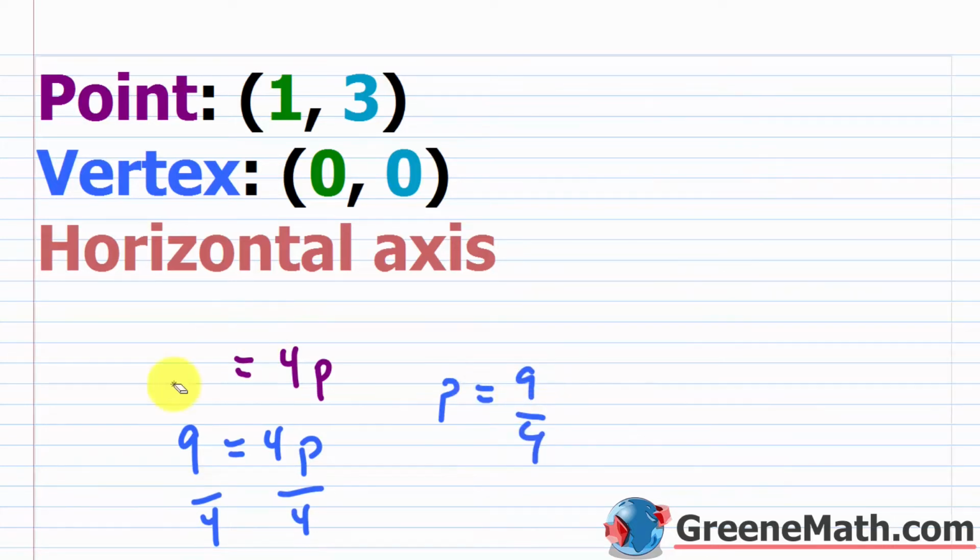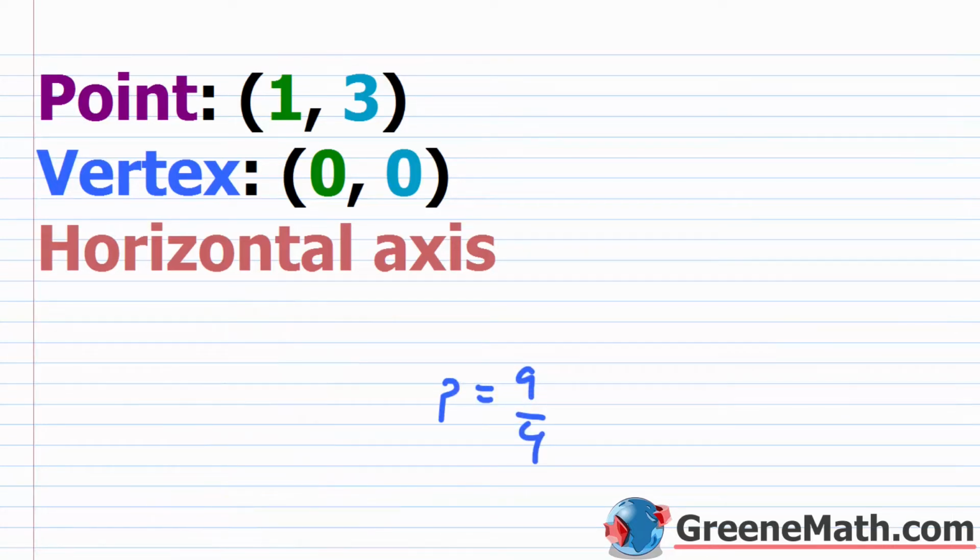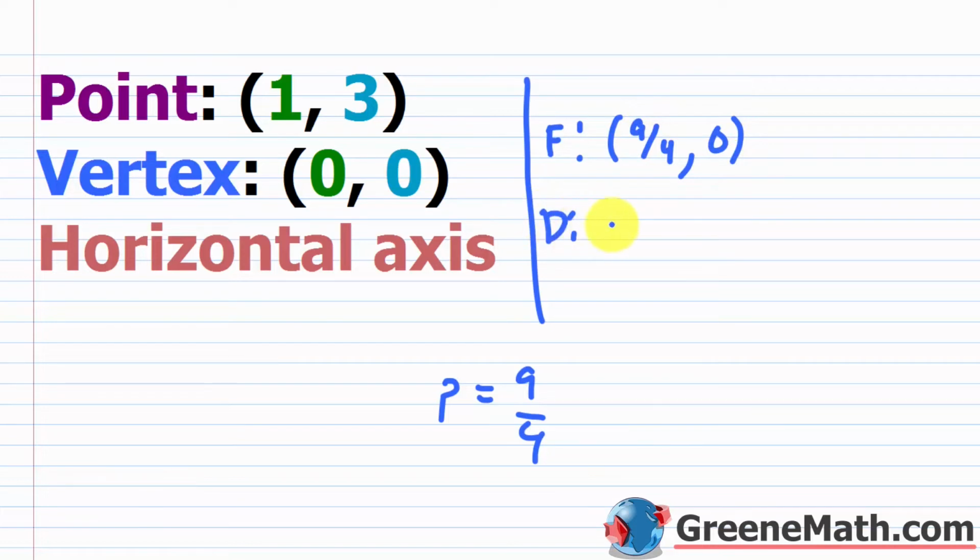Okay, so once you have that, we already know what p is. So what is the focus? The focus, again, is (p, 0), right, if it's horizontal. So it's going to be (9/4, 0). The directrix is x equals the negative of this, so negative 9/4. Okay, so that's done.